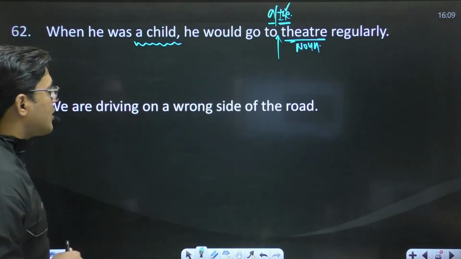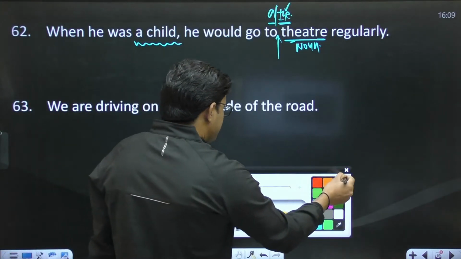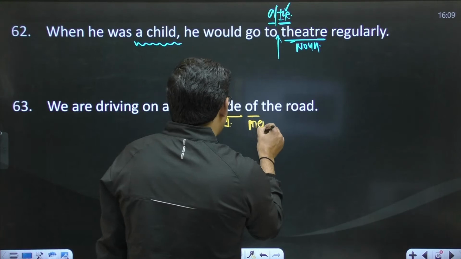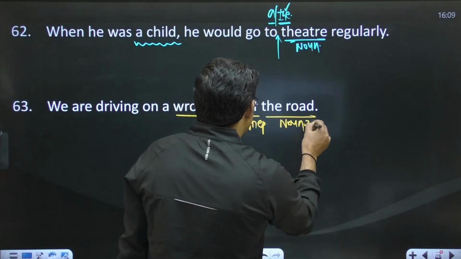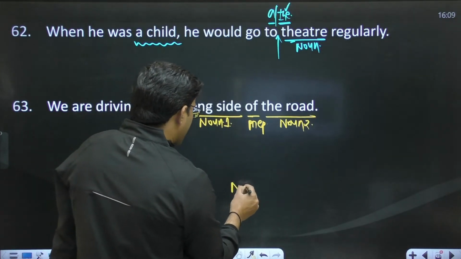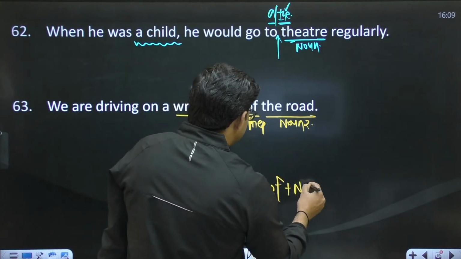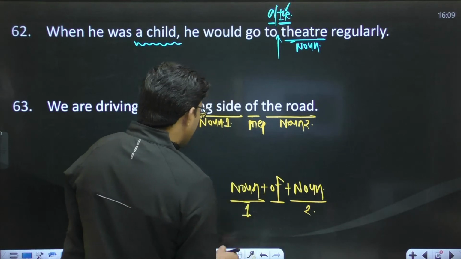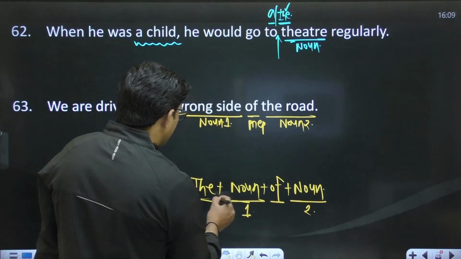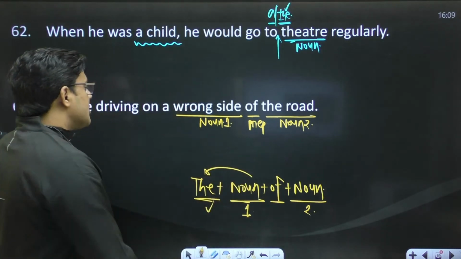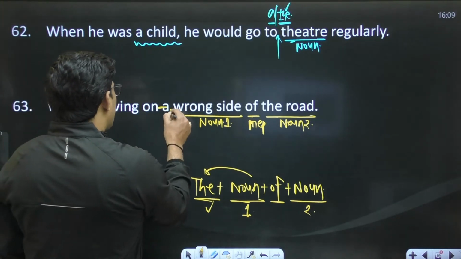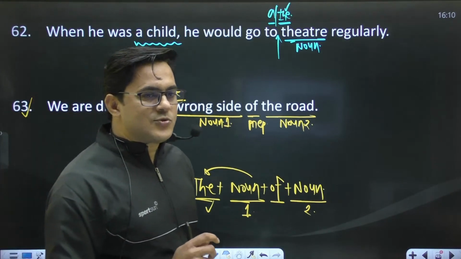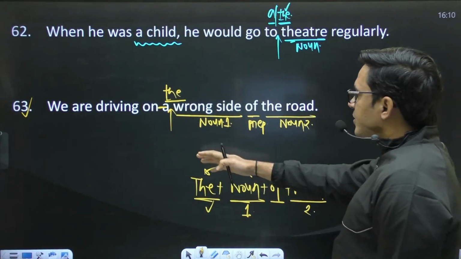Okay, we are driving on a wrong side of the road. What is the concept here? This is the first noun, wrong side. Of is the preposition, and this is the second noun, right? The concept is, whenever you get a noun plus of plus noun construction, which is a very common construction, this construction demands the article the before the first noun. So the sentence will be: we are driving on the wrong side of the road. The wrong side of the road will be the right answer. Are you getting my point? The sentence will be: we were driving on the wrong side of the road.